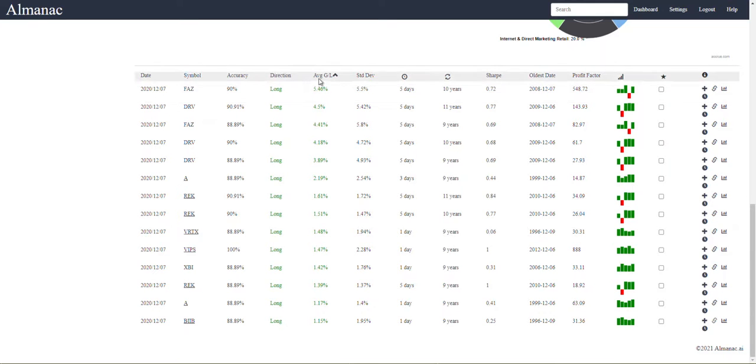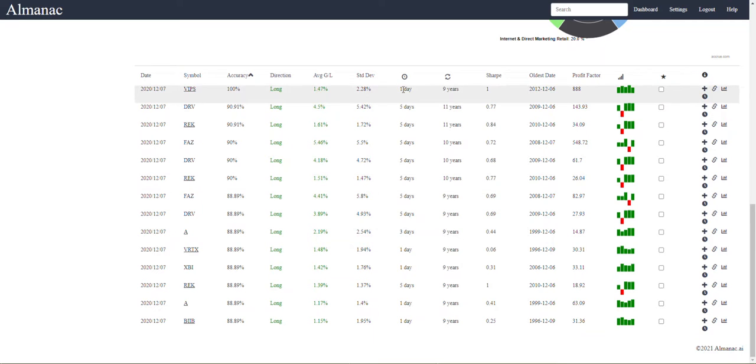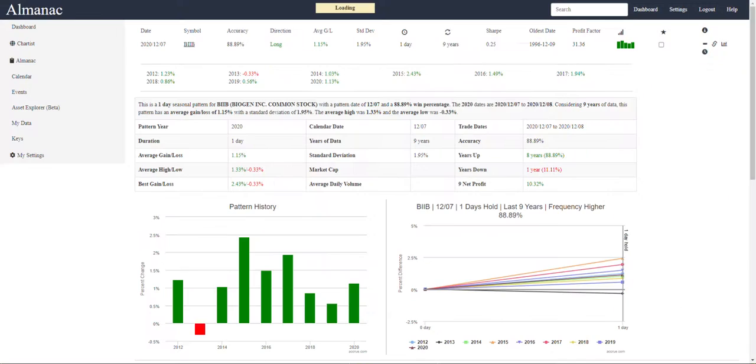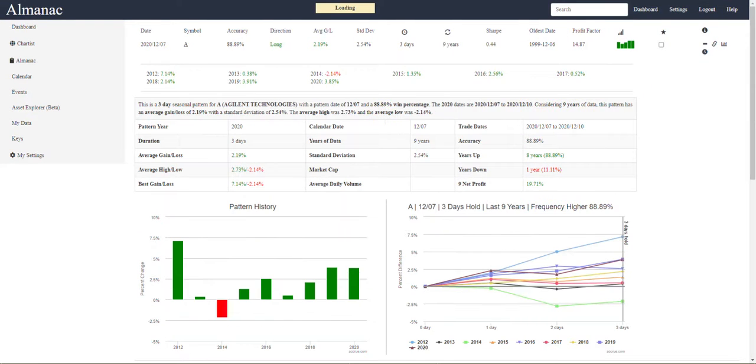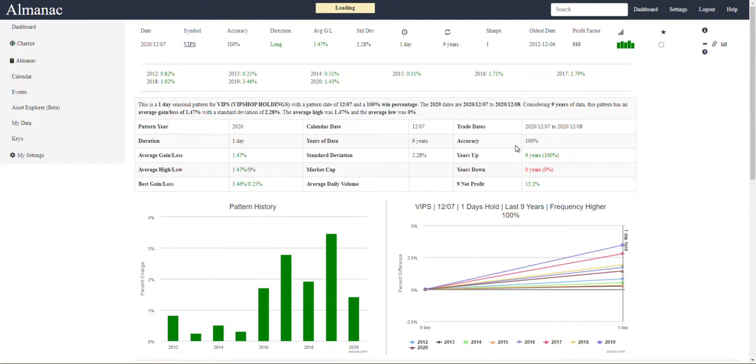Now, maybe you don't want to run it like that, and you want to run it with the accuracy. Now we get VIPS. That means that if you buy VIPS on December 7th, you hold it for 1 day, that gives you an average of 1.47% return. 1 day, 9 years, 100% of the time. So let's look a little more in depth on that. So we got VIB, that's one of the other charts in there, and then VIPS. This is VIPS. So this is what we're looking at.